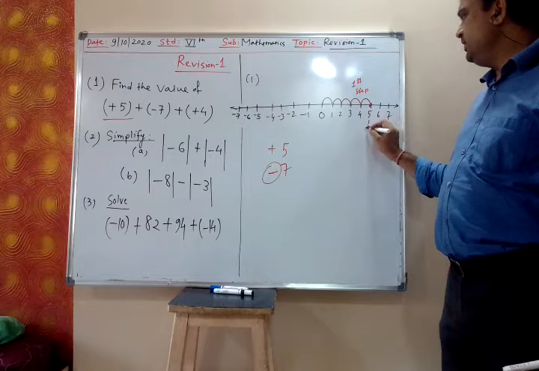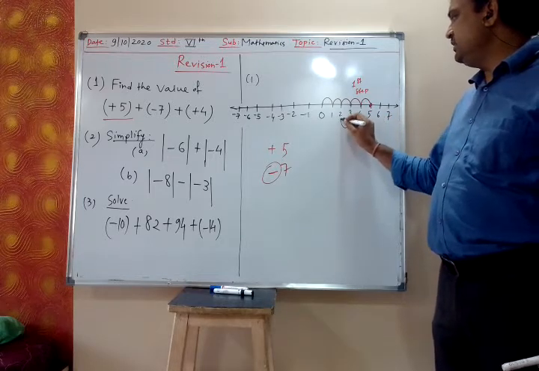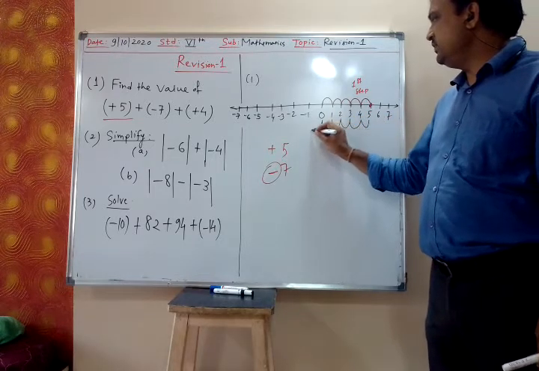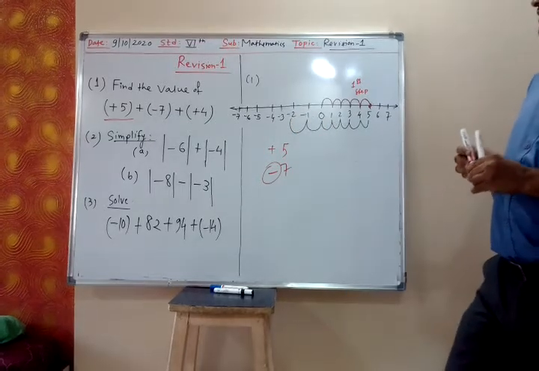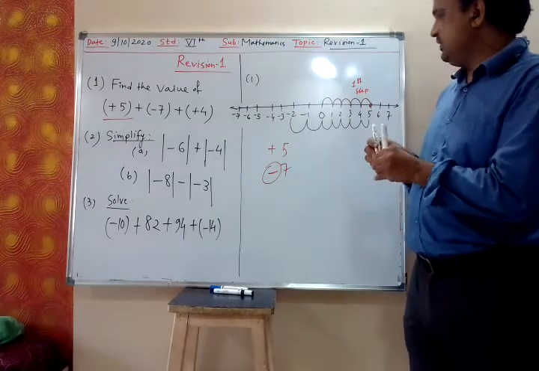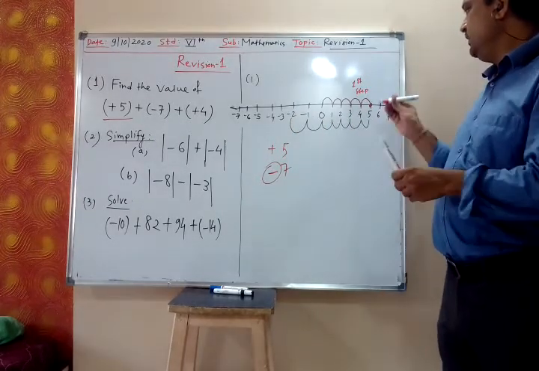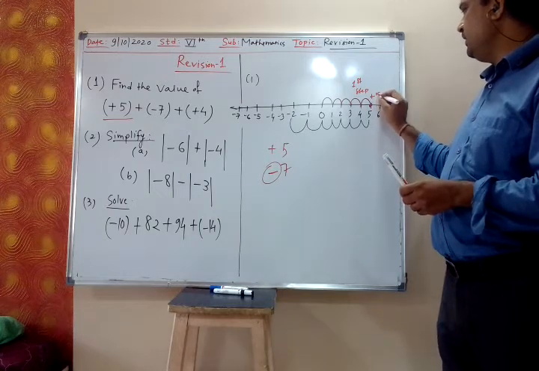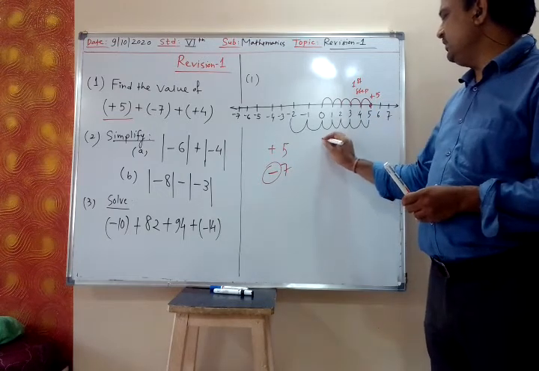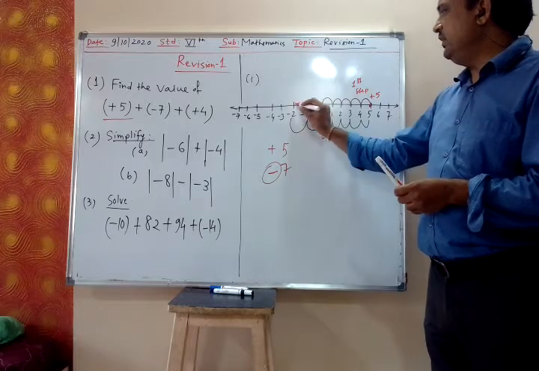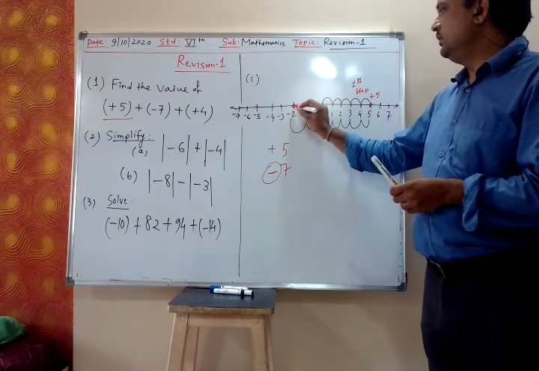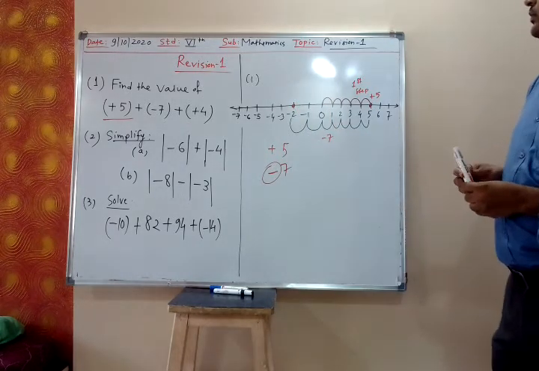So this is my 1 jump, 2 jump, 3 jump, 4 jump, 5 jump, 6 jump, 7 jump. This is my 7th jump. When we make 7 jumps, this is plus 5 and this is minus 7. We make 7 jumps. Where do we reach? Minus 2.